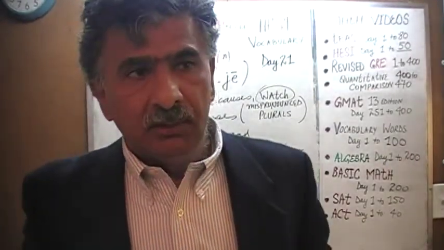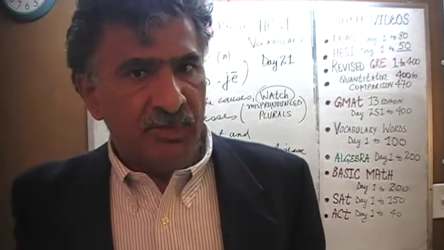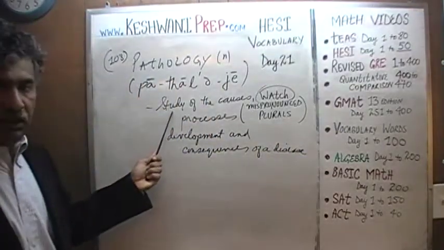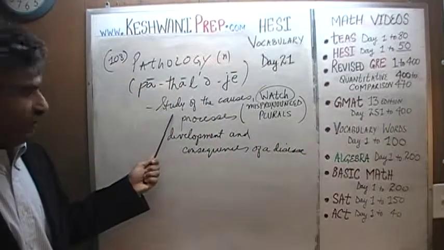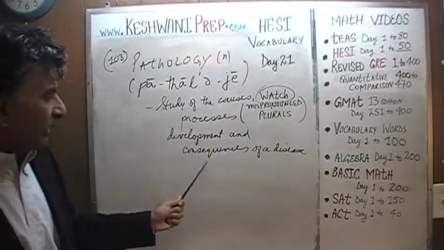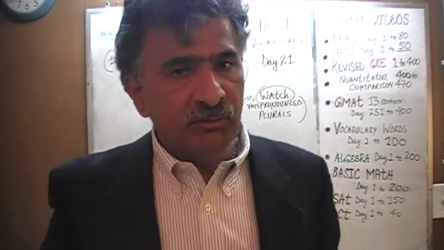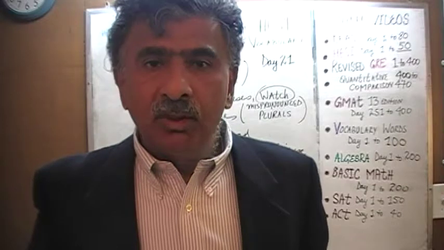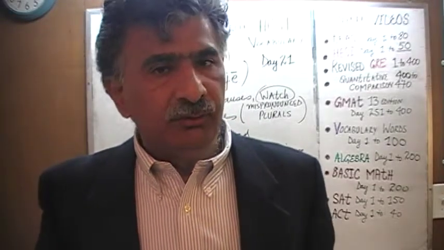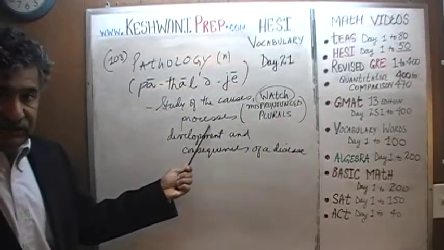and therefore it tells you it's a study of something. What is it the study of? Pathology is a study of diseases. This is where the doctors, the medical people, study the causes, the processes, the development and the consequences of a given disease. What causes the disease? What are the consequences? How does it develop? What are the processes as to how a given disease goes through different stages? Notice how we pronounce it, processes.